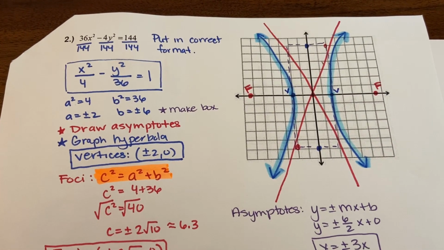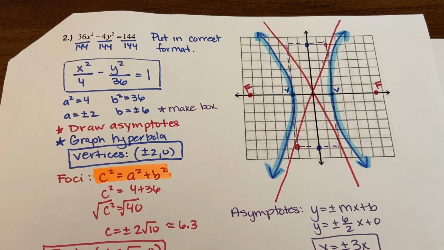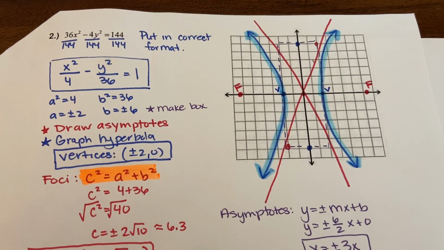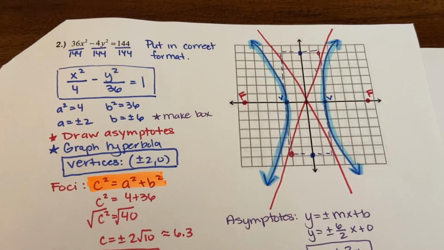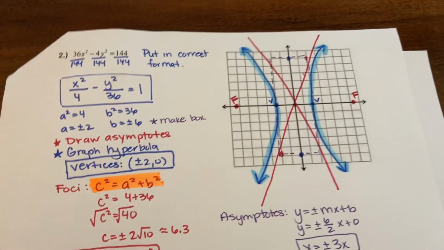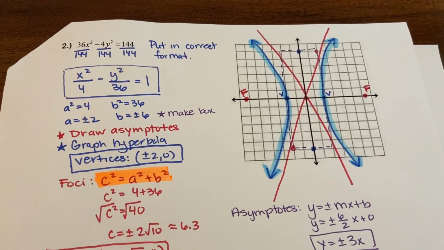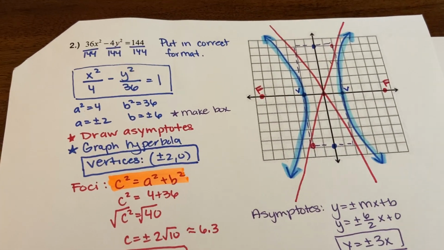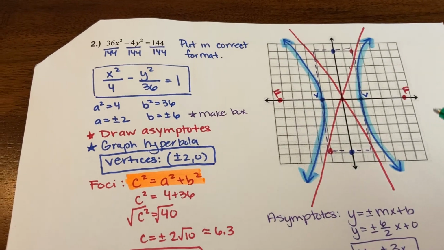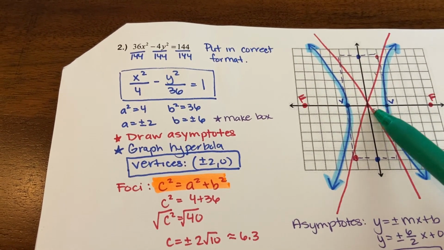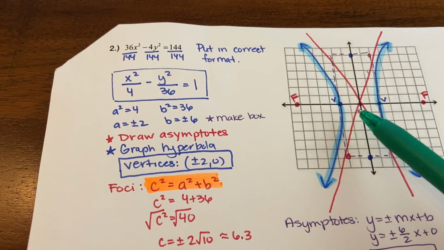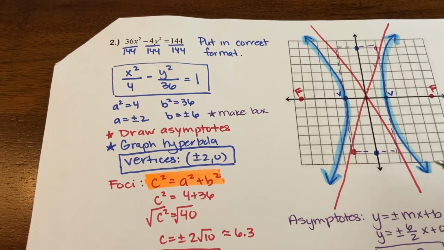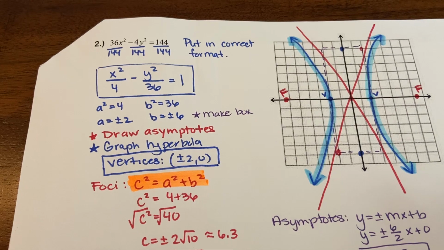So again, I'm going to start off by making my box. I'm going to travel to the left and to the right 2, and I'm going to travel up and down 6. And I'm going to draw my box in first. The reason I'm going to draw my box is because then I can go ahead and draw my asymptotes, which have to be done first before I can plug my hyperbola in. So we went forward 2 and backwards 2 because 4 was underneath the x, and I went up and down 6 because 36 was under the y.